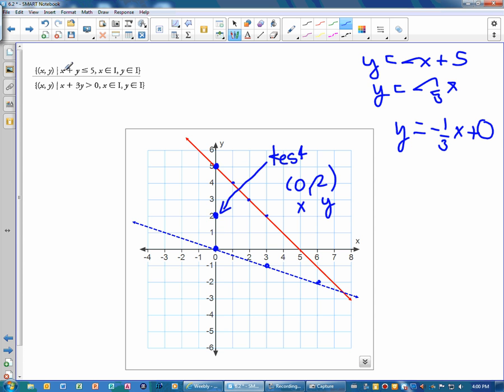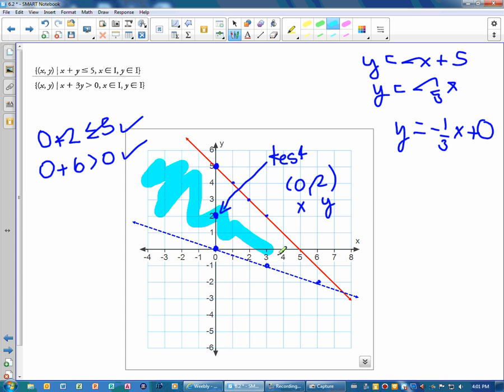So in my first equation, x plus y has to be less than or equal to 5. So x is 0, y is 2, and that has to be less than or equal to 5, which is true. All right, my second equation. X is 0, y is 2, and it's x plus 3y, so it's 3 times 2, which is 6, has to be greater than 0. 0 plus 6 is indeed bigger than 0. So both of these inequalities are satisfied by my ordered pair. So it does mean that this section here, everything in here, is my solution. Okay?